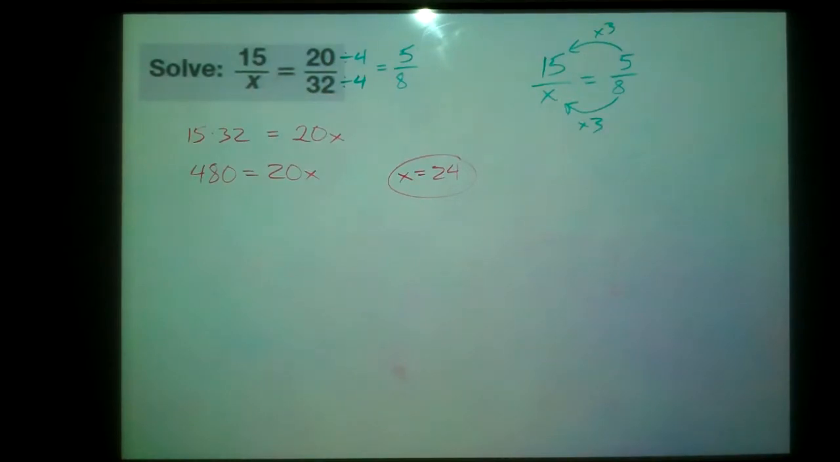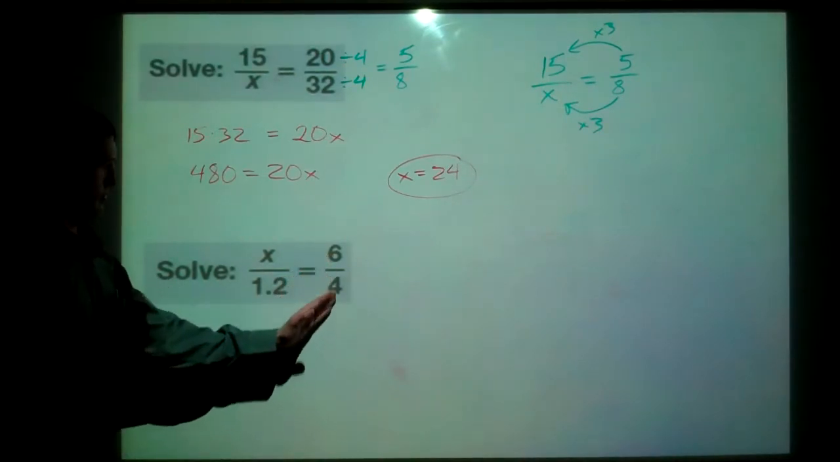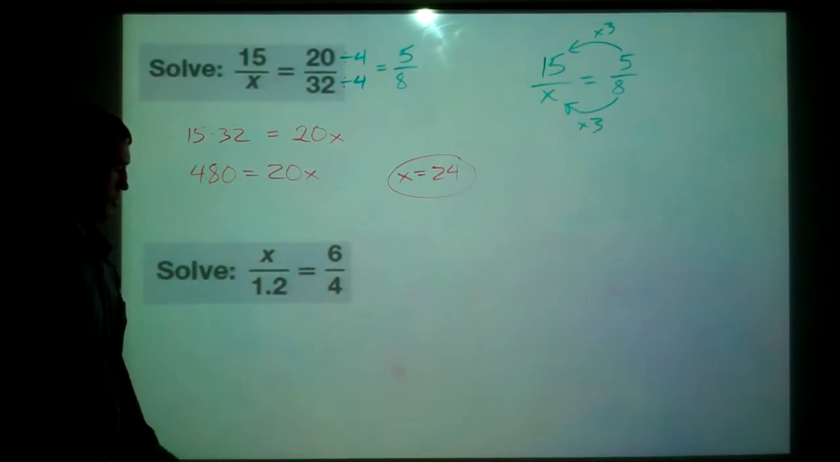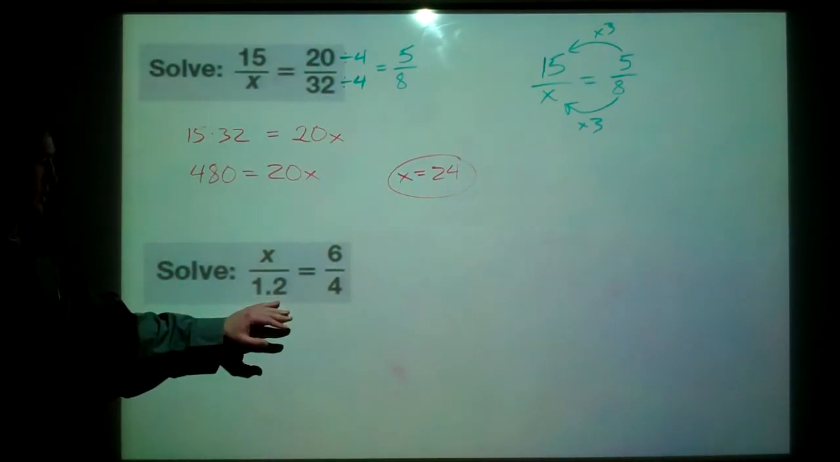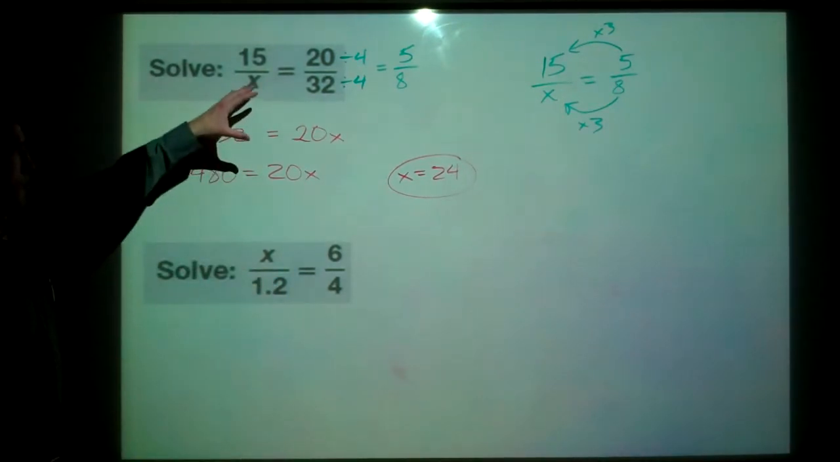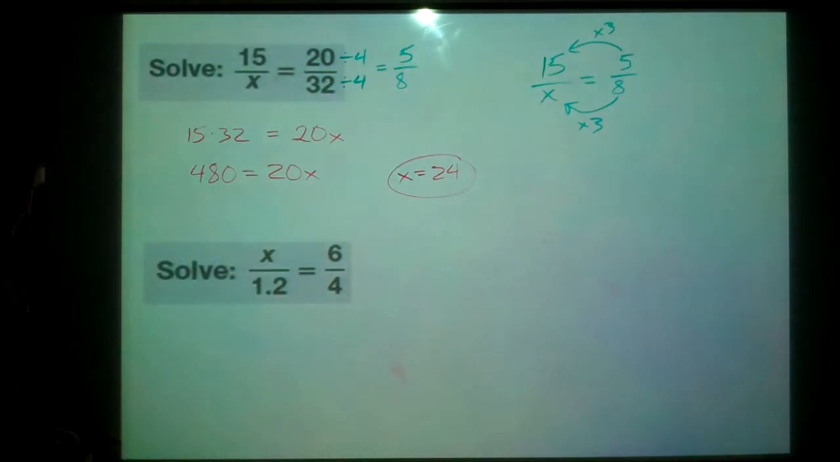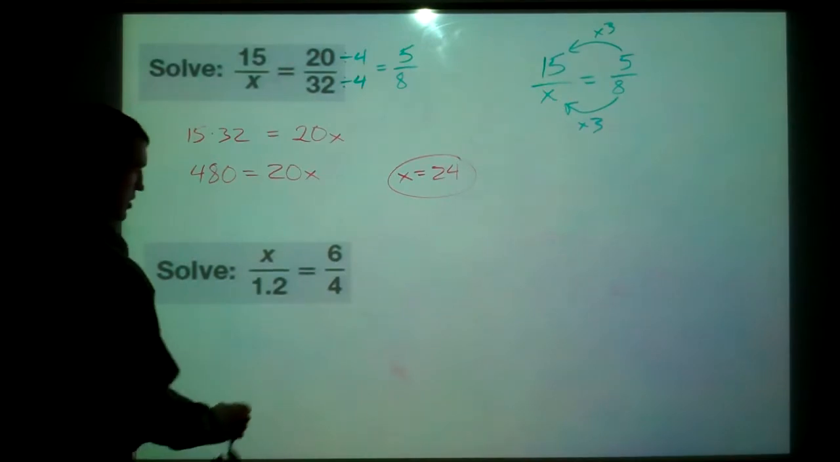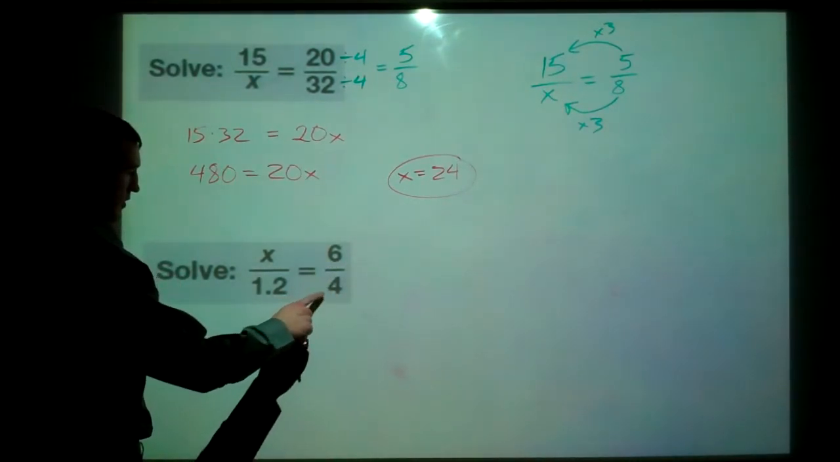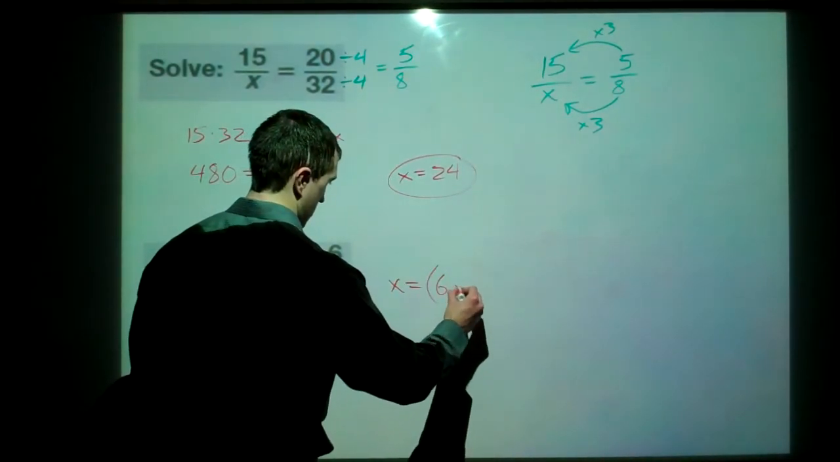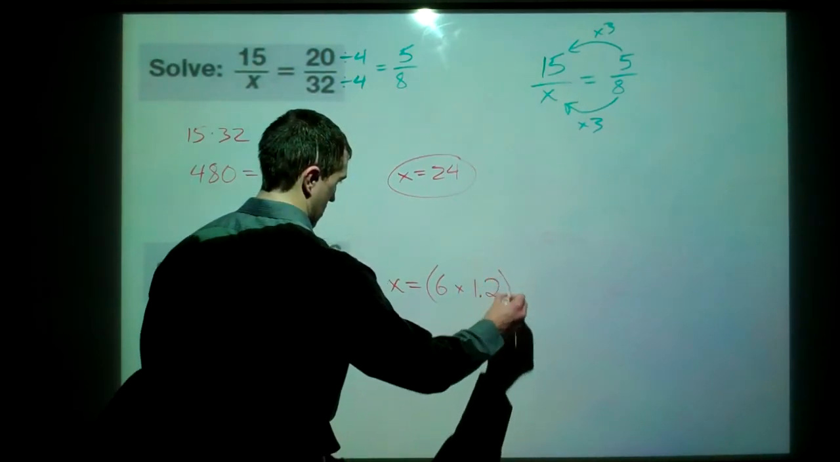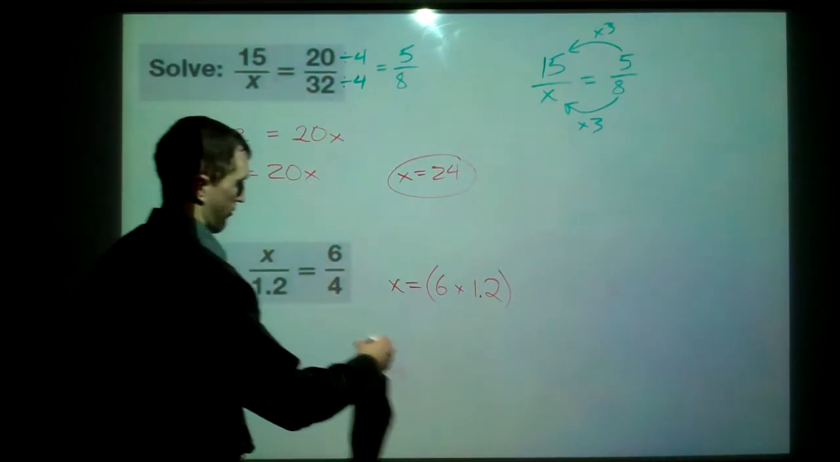Alright, last one here. We would see with this one, we could reduce this fraction right here to 3 over 2. It's not going to help us at all though because we have a decimal in our fraction. So with this one, we can't really do this green method up here. So for this one specifically, we would want to do a cross multiply divide. So we would do 6 times 1.2 and then divide by 4. X equals 6 times 1.2 divided by 4.